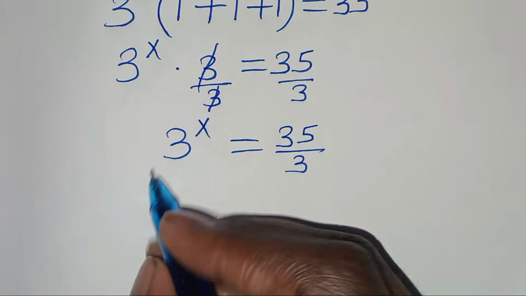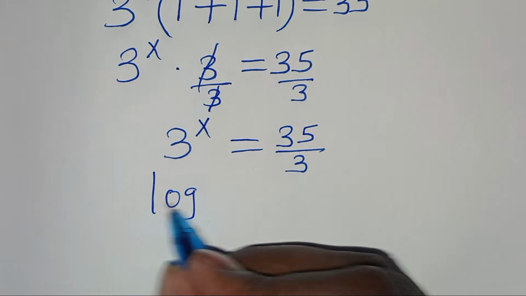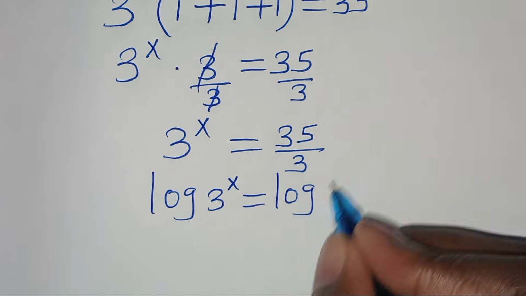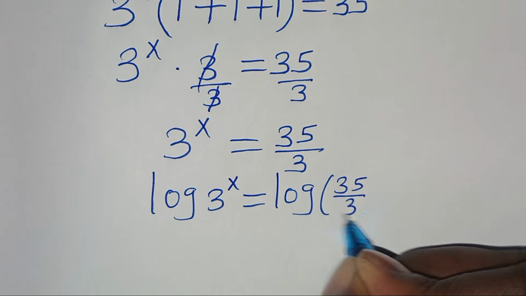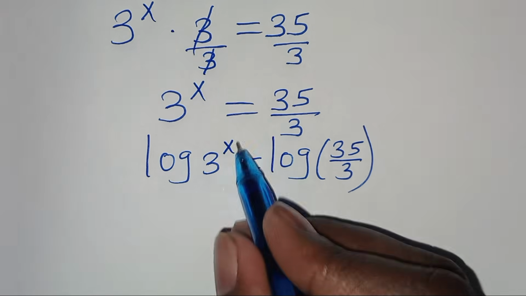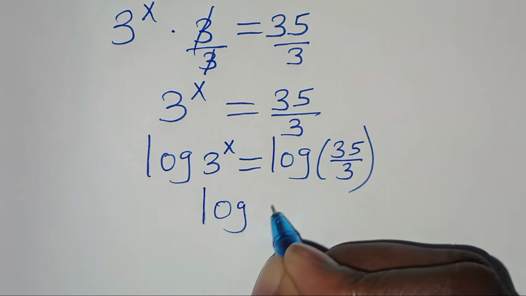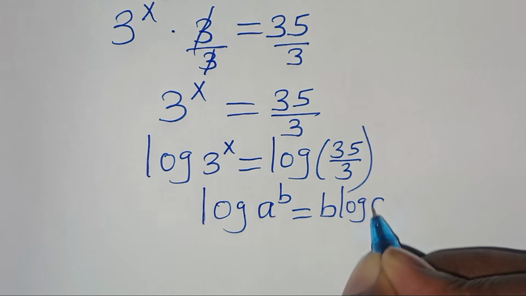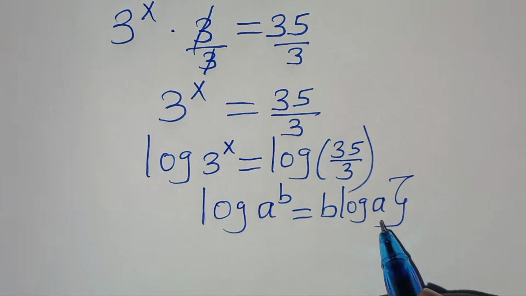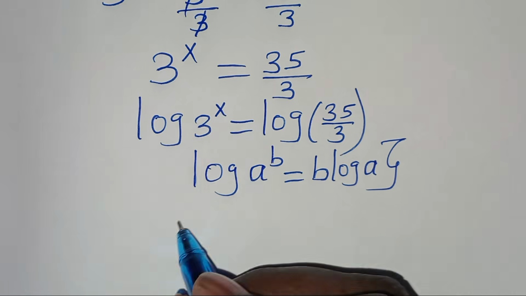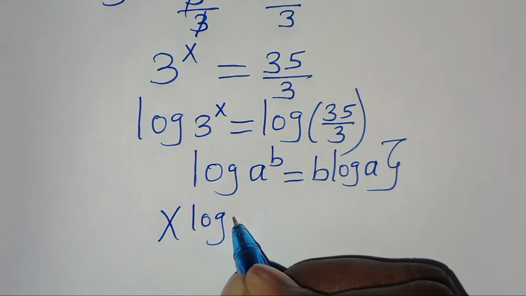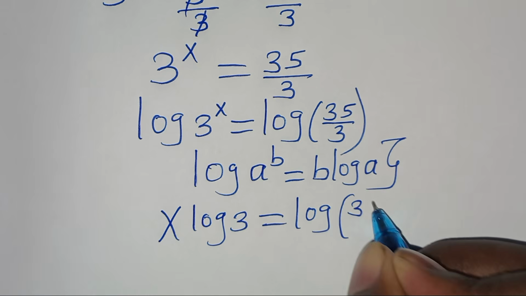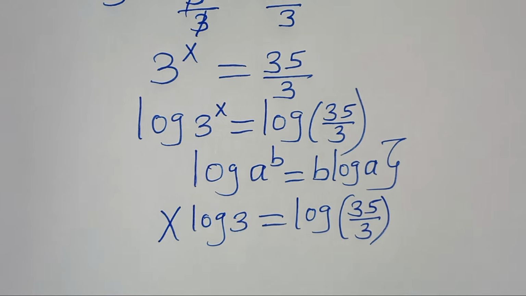To solve for x, let's introduce logarithm on both sides. We have log 3 to the power of x is equal to log 35 divided by 3. Log 3 to the power of x is in the form of log a to the power of b, which can be expressed as b log a. Applying this logarithm property, we have log 3 to the power of x as x log 3. This is equal to log 35 divided by 3.